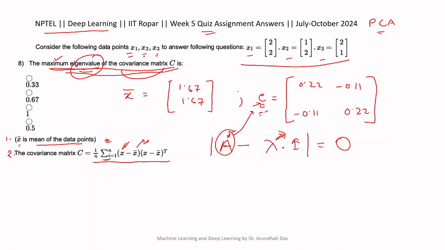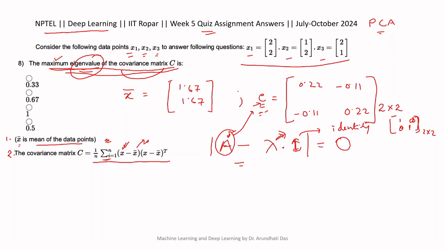And what is this I matrix? This I is nothing but an identity matrix, where the diagonal values are the same, 1 1. Because my covariance matrix is of size 2 by 2, my identity matrix will also be of size 2 by 2, where the diagonal elements will be 1 1 and the rest of the elements will be 0. Then let us proceed with calculating this.